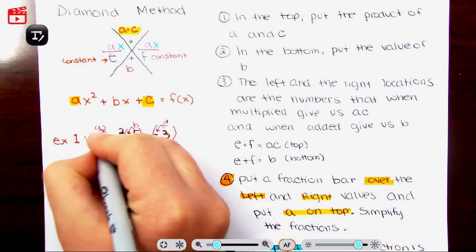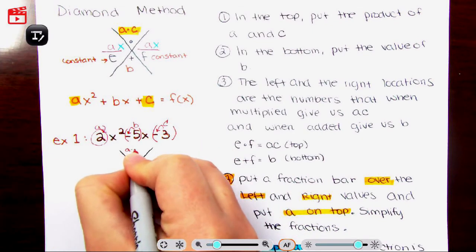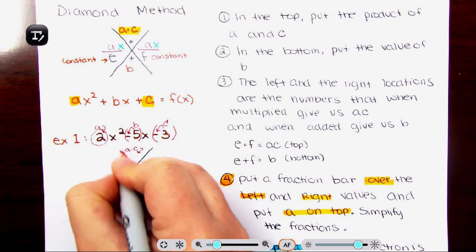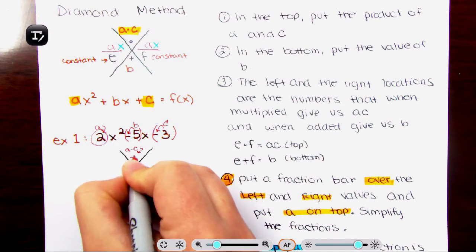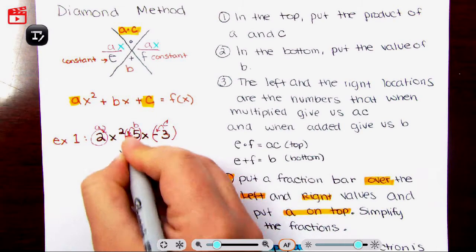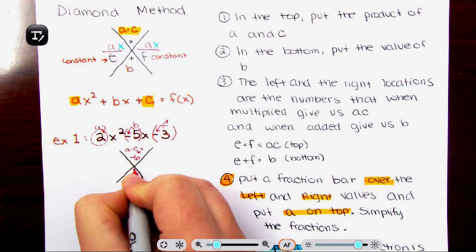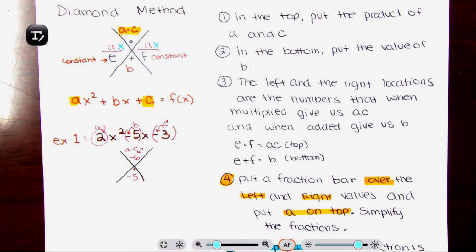So A times C is 2 times negative 3. That is negative 6. B is negative 5. So we want 2 numbers. This is where guess and check comes into play. We're going to guess 2 numbers, and we're going to check if they work.